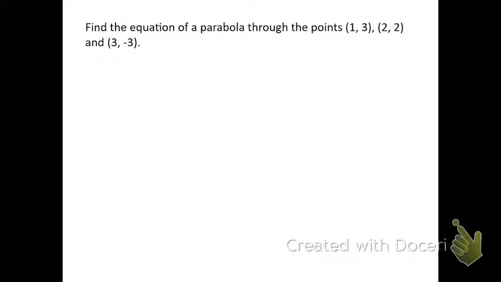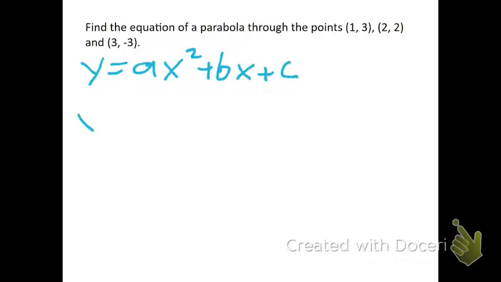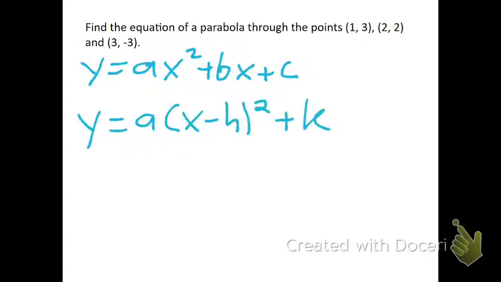Okay, now this is a very similar type of equation, except they don't give you the model. But since this is the equation of a parabola, you could just use the standard form of a quadratic, so y equals ax squared plus bx plus c. We don't want to use vertex form, simply because we don't know which of these points is the vertex, or if any of these points are the vertex.